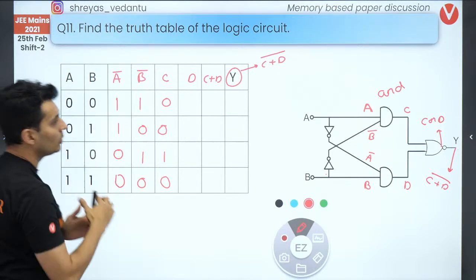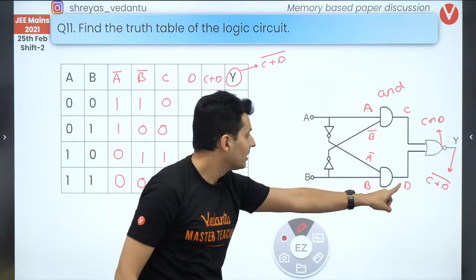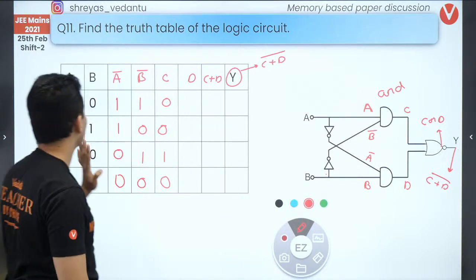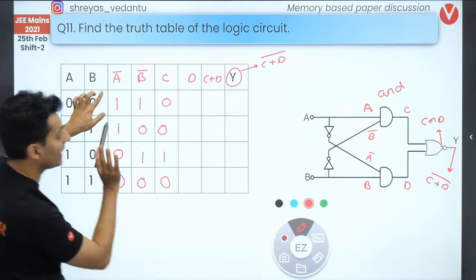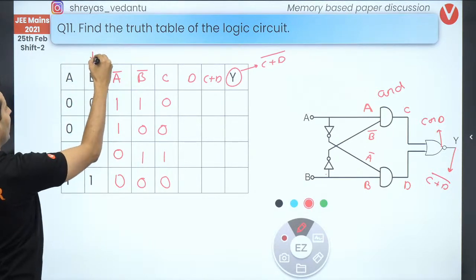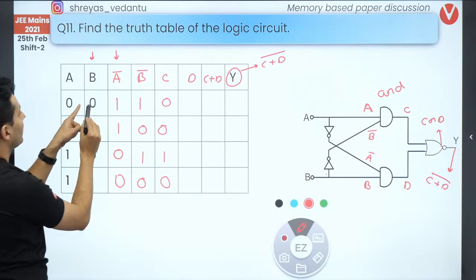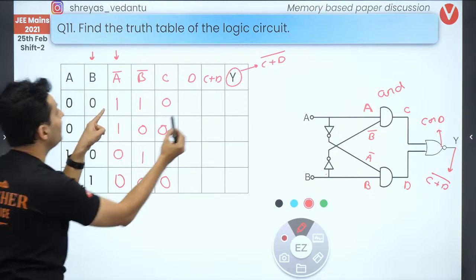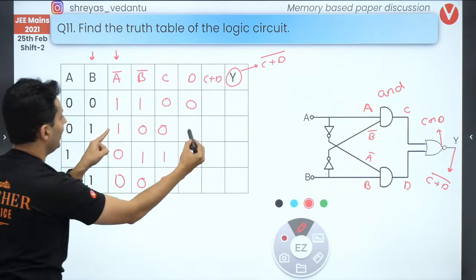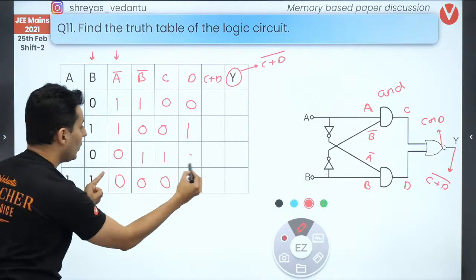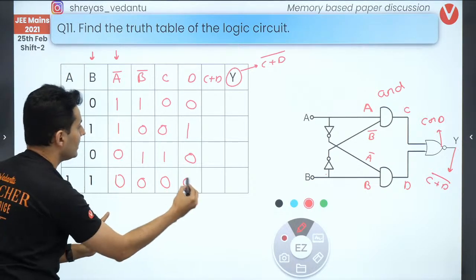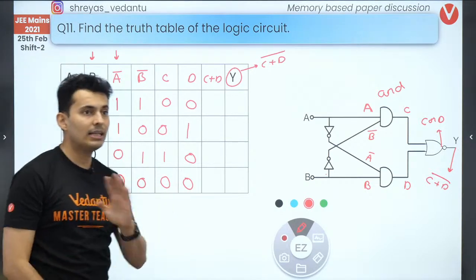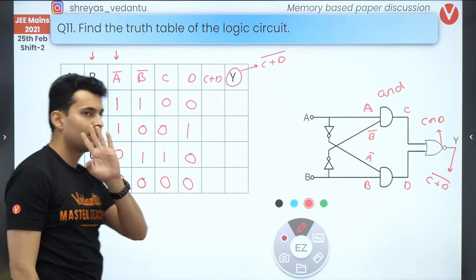Now let's slowly go to D. Let's go to D, guys. D is A bar and B bar. A bar and B, my bad. A bar and B. So look at this. This and this. 0 and 1, 0. 1 and 1, 1. 0 and 0, 0. 1 and 0, 0. Is that clear? Everyone clear about this? Excellent, guys.